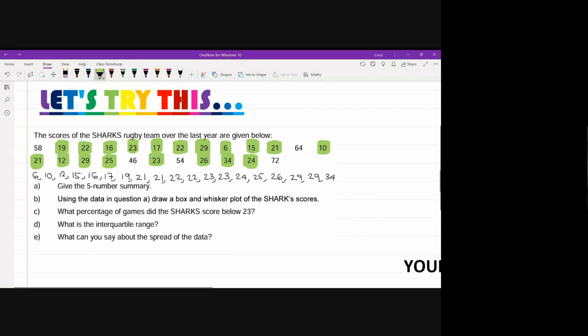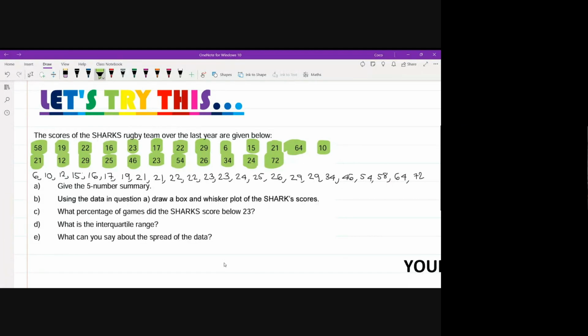34, what do we have left? We've got 46, 54, 58, and the two last numbers would be 64 and 72. All right, now that I have ordered the information for you, are we able to give a 5-number summary, and are we able to give a box and whisker plot? Thumbs up. Can we do that?